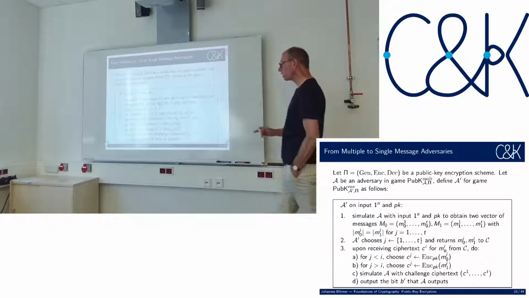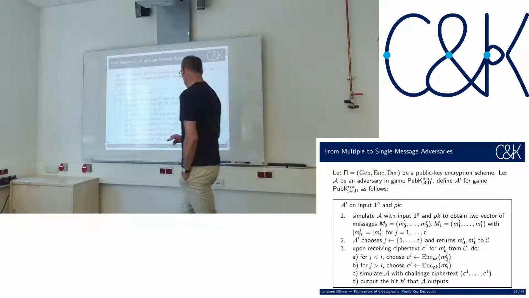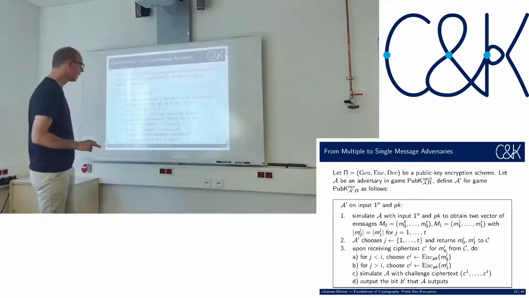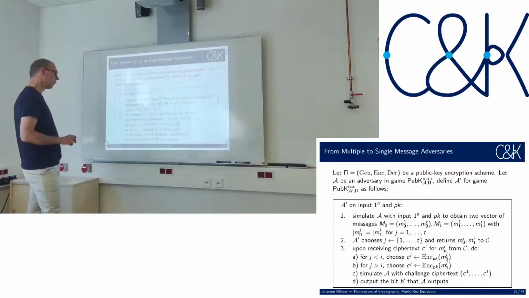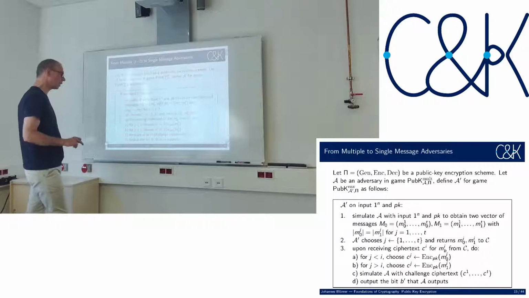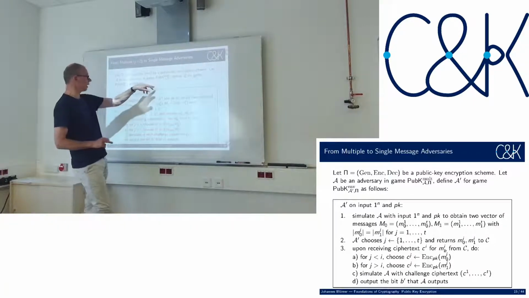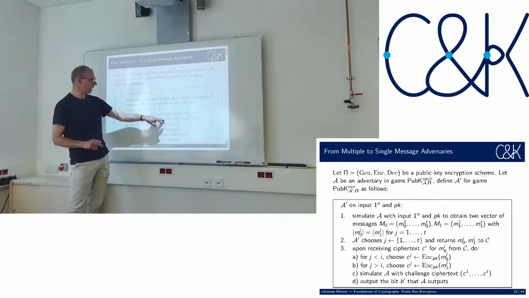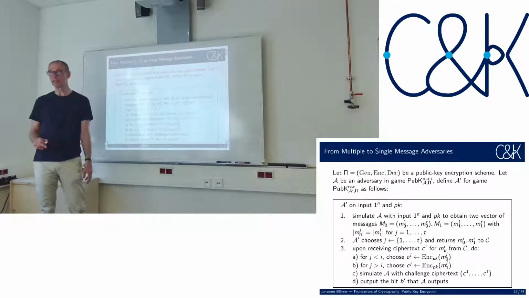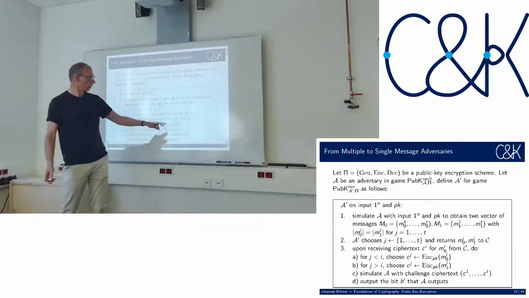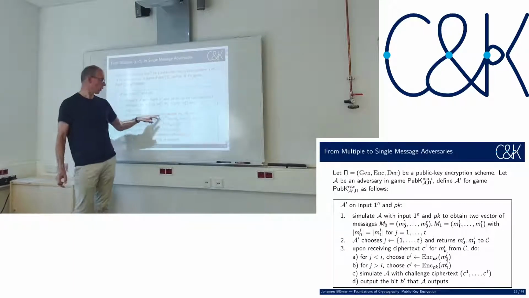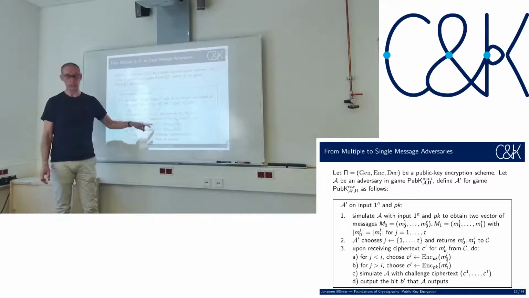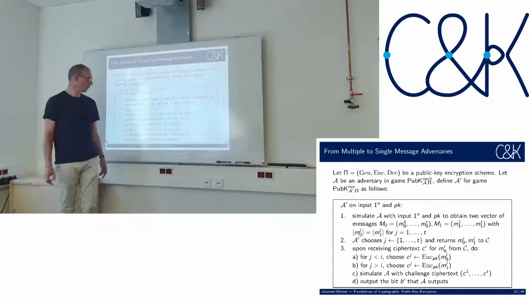Then, upon receiving the ciphertext from C, so now A prime, which is in the eavesdropping game, receives, say, I call this c_i, for m_{b,i} from C, where i is either 1 or 2. I do the following.